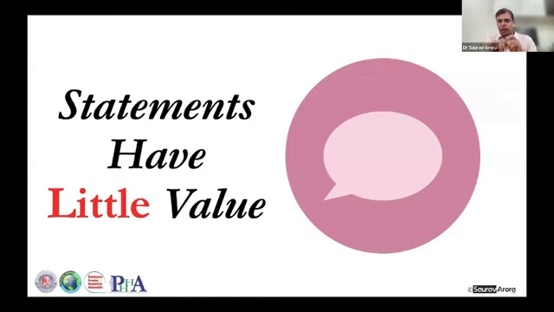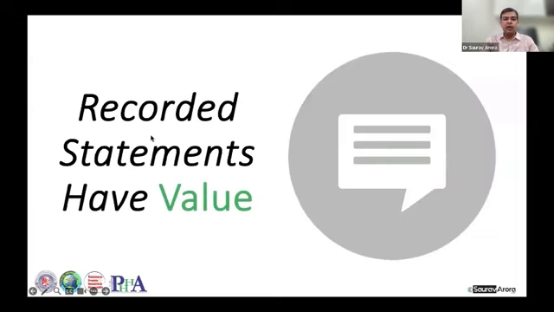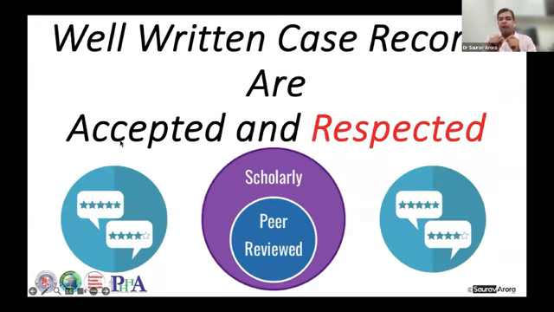Second, a statement has little value. If I'm saying, oh, this Rhus versicolor works wonders in migraine, this statement has little value, because I am telling, people are listening, some people try, some people do not. So statements have little value. But when we come to recorded statements, they have value. For example, the patient's consent, the video evidence, the audio evidence, the patient's written statement, they have value. We know that this case was presented and we are respecting that case. We are clapping for that person. When it comes to a well-written case, it is accepted and respected.